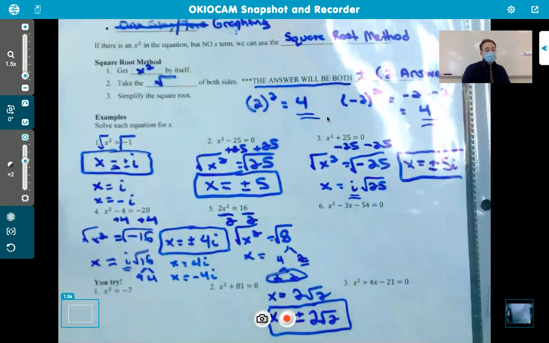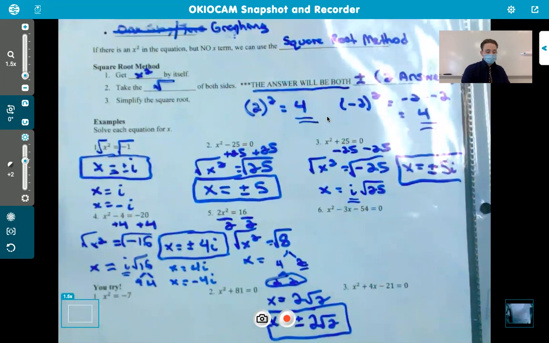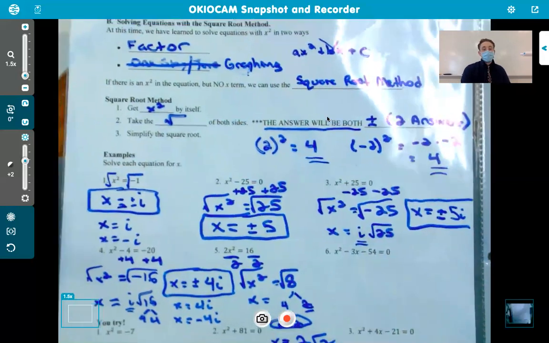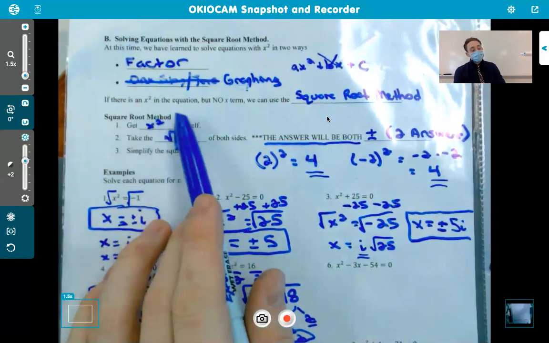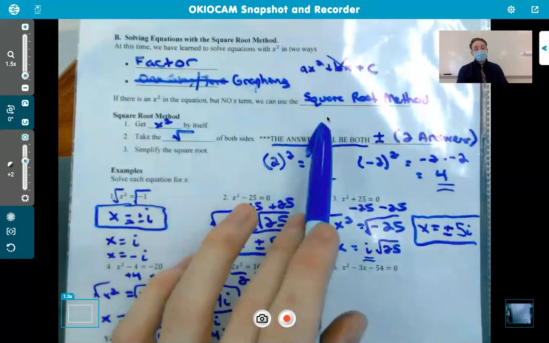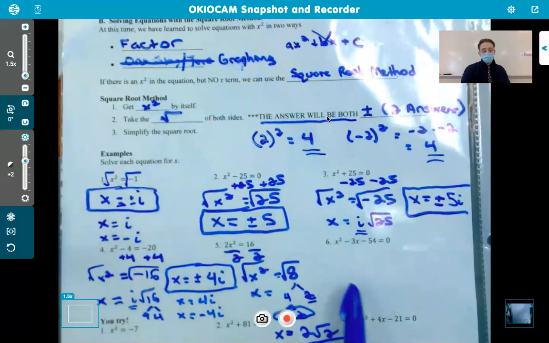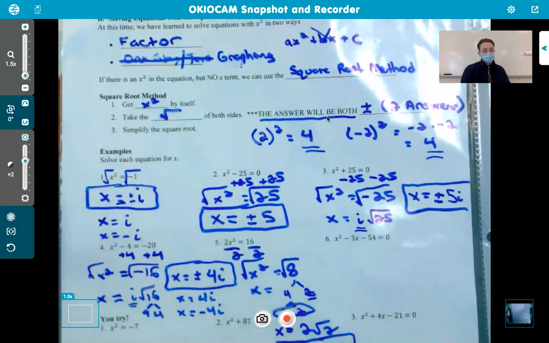Last one, number 6. What do I notice about number 6 that's a little different? It has the x term. So although we're learning something new and we're trying to be real quick to use the square root method, we can't lose sight of the reason behind why we use that, right? Let's go back up to that note. If there's an x squared in the equation, but no x term, that's when we use the square root method. And we've seen examples of how we can apply that. In number 6, I do have an x term.